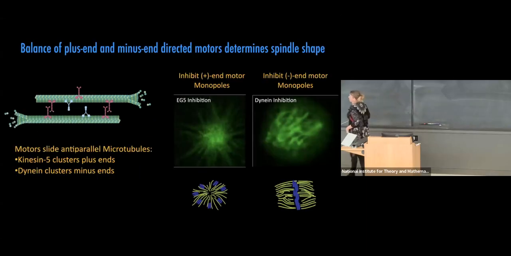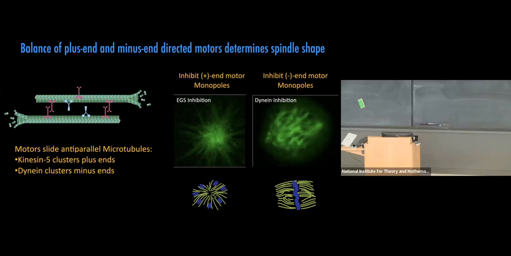Now, if we talk about two of the maybe best described motors, we're going to talk about kinesin 5, or EG5, which is a plus end directed kinesin. It can drive antiparallel sliding of microtubules. And we're going to talk about dynein, which is minus end directed and does clustering of microtubules. And so in a spindle, you inhibit kinesin 5, EG5, you end up with a monopolar spindle, right?